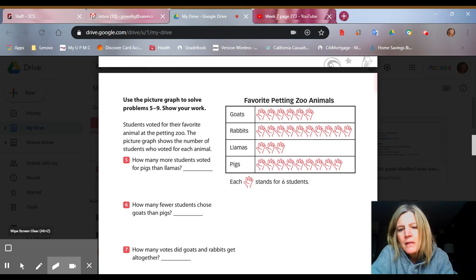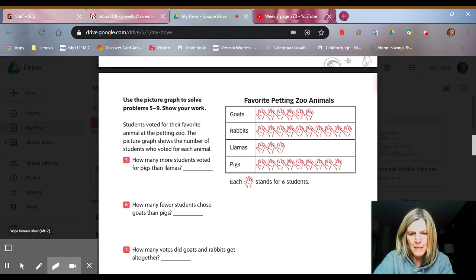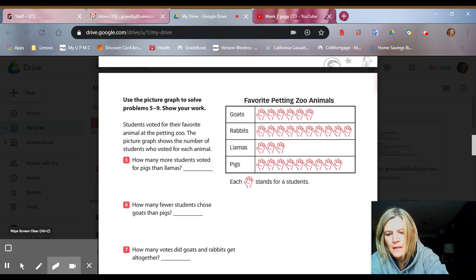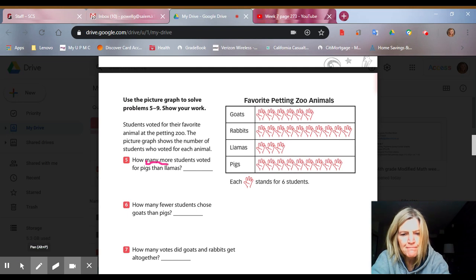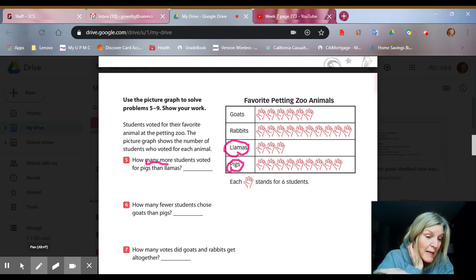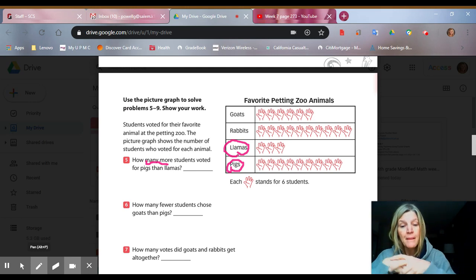So let's take a look. Students voted for their favorite animal in the petting zoo. The pictograph shows the number of students who voted for each animal. Number 5, how many more students voted for pigs than llamas? How many more voted for pigs than llamas? There's pigs, there's llamas. How many more means you're going to do what? Add or subtract. You're comparing the two, so you're going to subtract, actually. Awesome. Now we need to figure out how many kids voted for each.